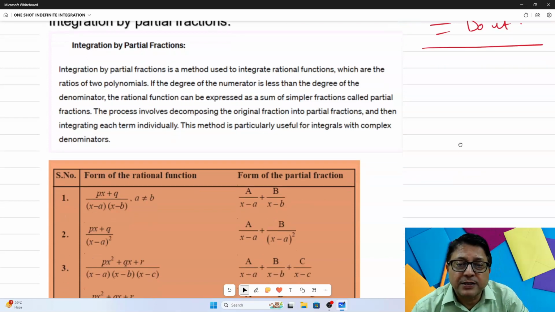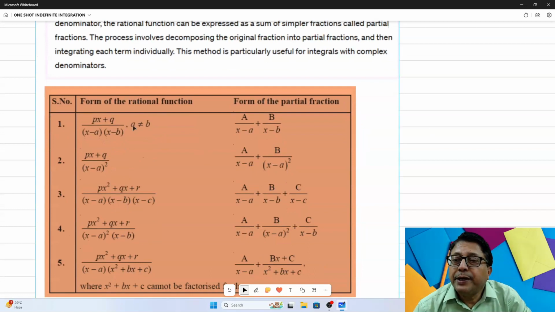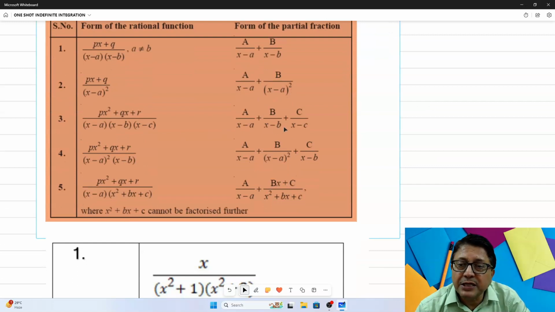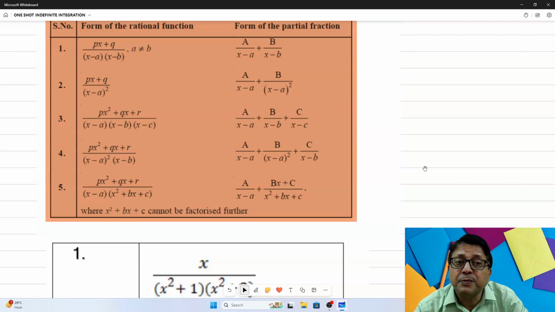Integration by partial fraction. Here the rational expression will be written in this form: (px plus q) by (x minus a)(x minus b). You write A by x minus a, B by x minus b. If there is a quadratic factor, write in this manner. If three factors are there, write in this manner. If there is repetition, write this way. If there is a quadratic factor, then for the quadratic factor, in the numerator you write bx plus c. Only these forms you need to practice before the exam.